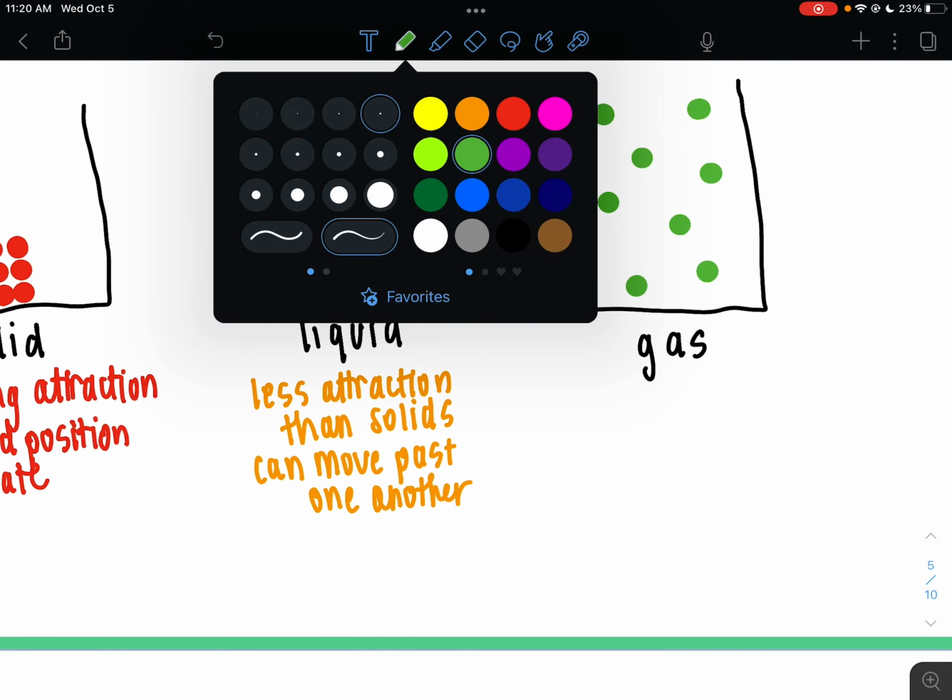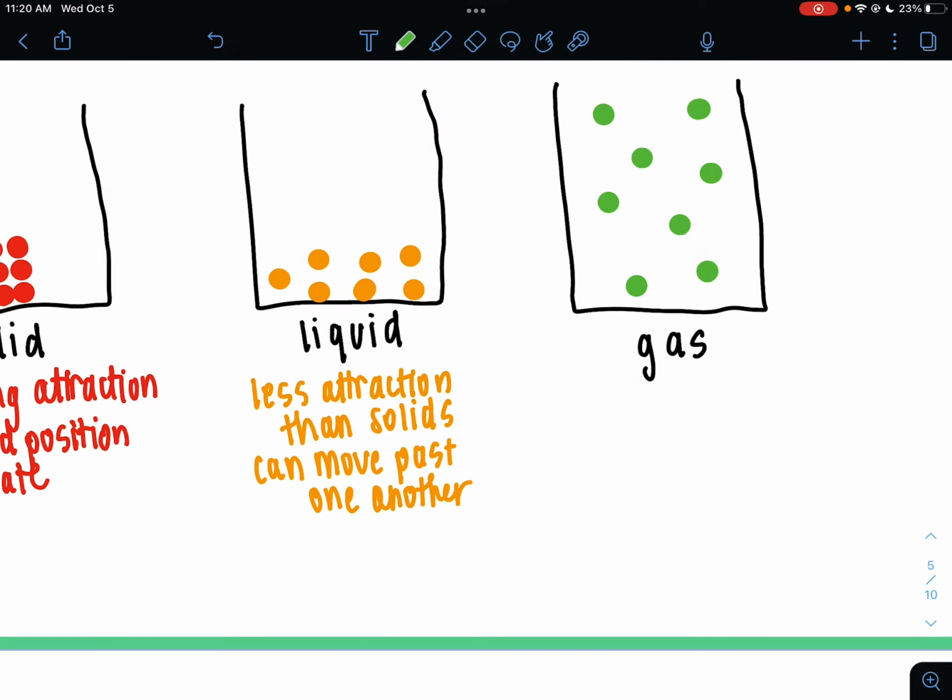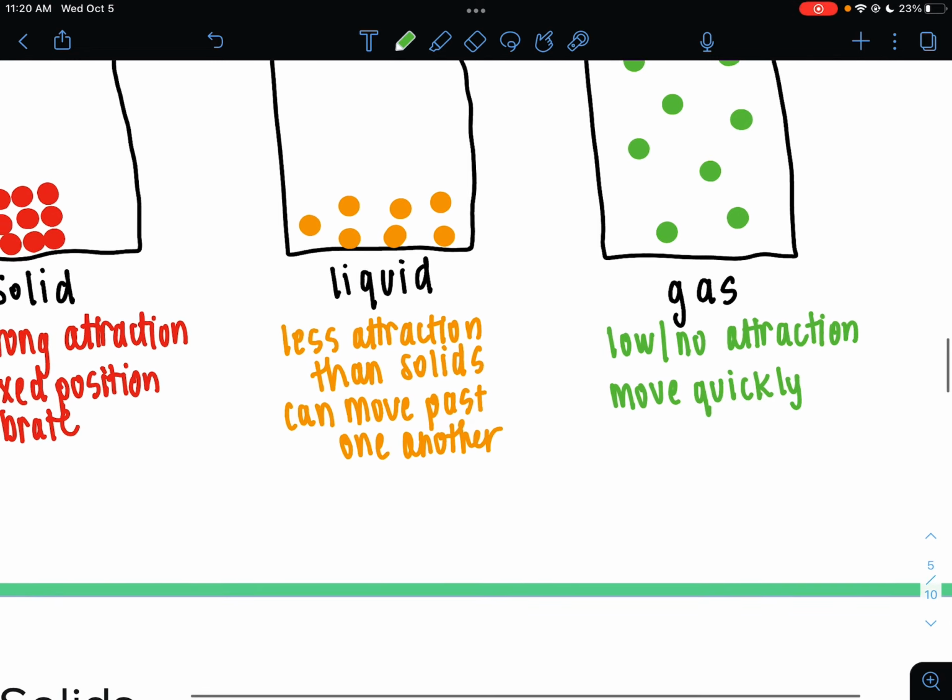The third section of this unit is all about gases, so we'll get to revisit all of them. They have low to no attraction, and we'll talk about that. Last year we assumed no attraction, but we will talk about how that works. They move very quickly, and like I said, in the third part of this unit you get 2.5 or 3 days in class all about gases. So we get to revisit that.